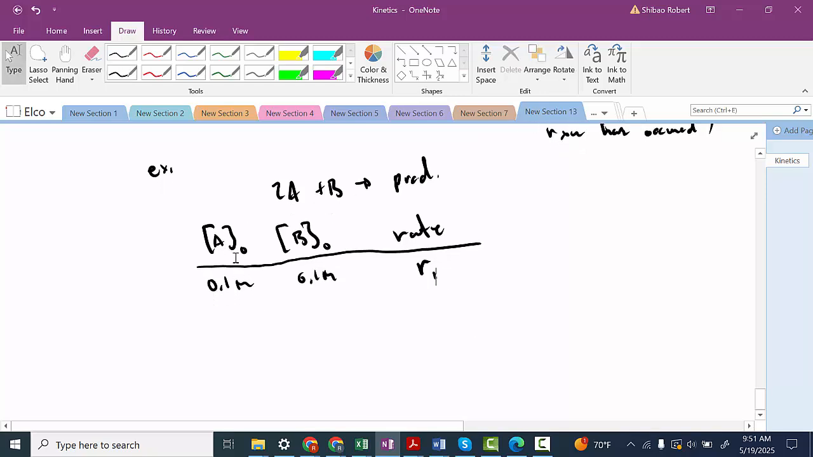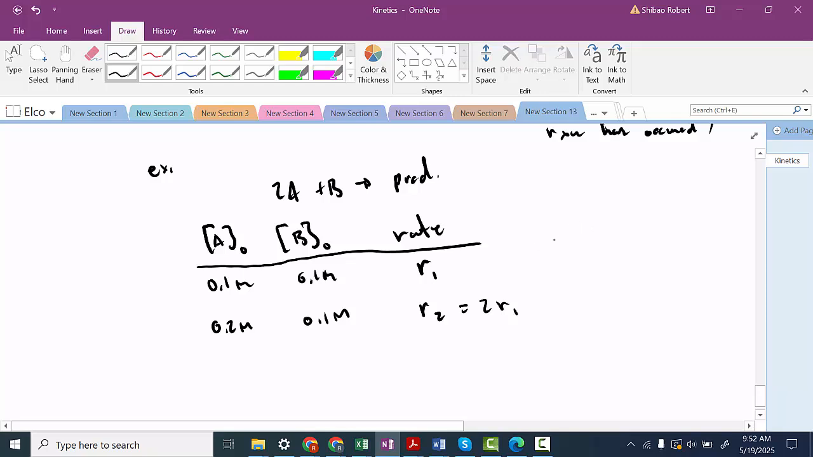And then what we'll try next is we'll try to double the A concentration. For example, we might go 0.2 molar, but keep the B concentration the same at 0.1 molar. So if we double A, and the B concentration stays the same, let's figure this out. Let's say what happens is when we double the A concentration, the rate 2 is 2 times the rate 1.